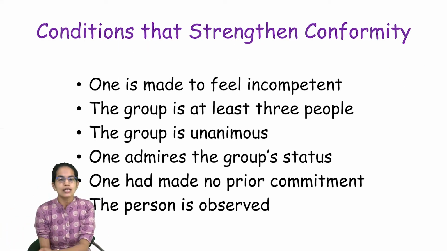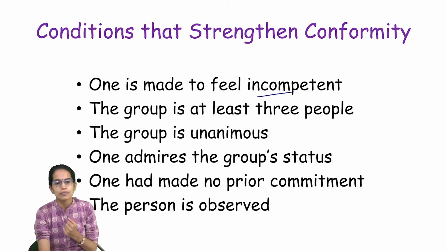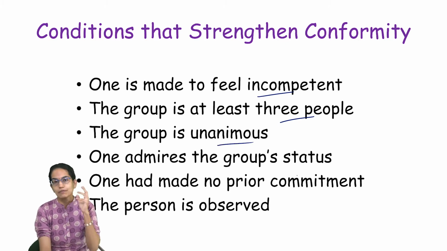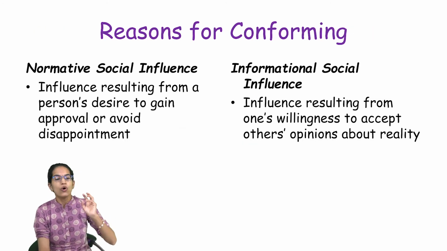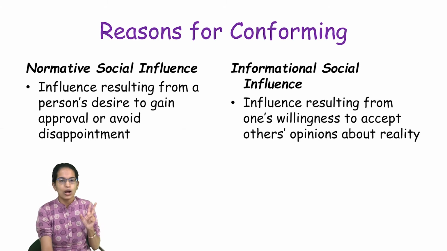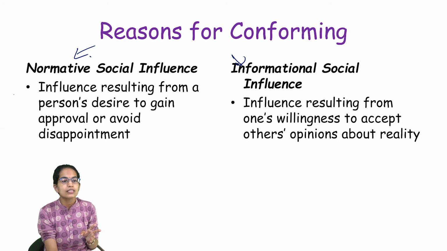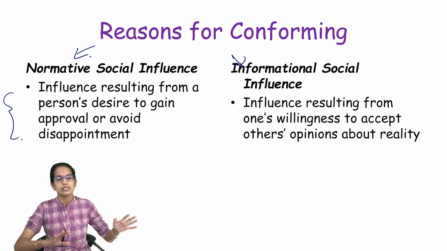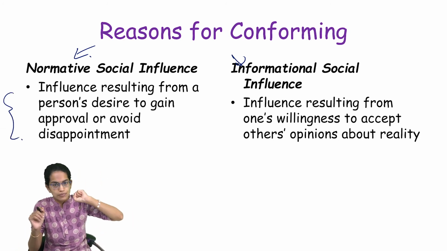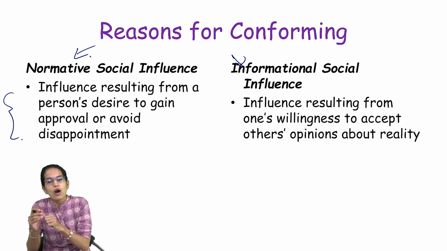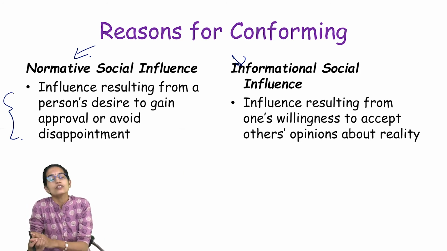So to strengthen the conformity, one is made to feel incompetent. There should be at least 3 people. The group should be unanimous. One must admire the status of the group with no prior commitments, and the person is constantly observed. So there are reasons for conforming. One is informational, the other is normative. Normative is influence resulting from the person's desire to gain approval about something, and informational influence results from the willingness to accept others' opinion as true.